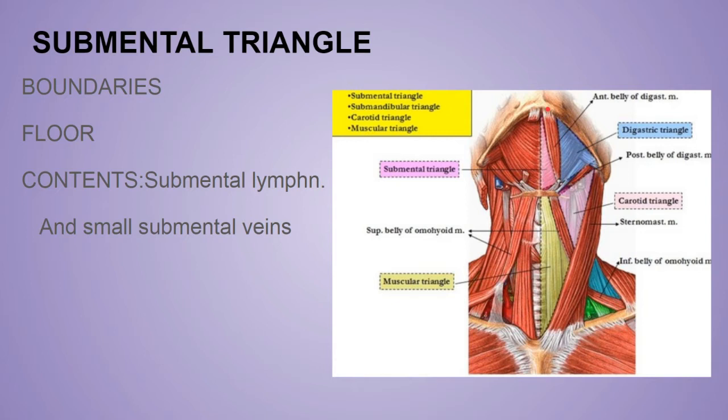And the floor of the triangle is mainly formed by the right and left mylohyoid muscles and the median raphe which unites them. Okay, so the mylohyoid muscles and the median raphe. So remember, the digastric muscle on the sides, the apex is the chin, and the floor is formed by the mylohyoid muscle and the median raphe.